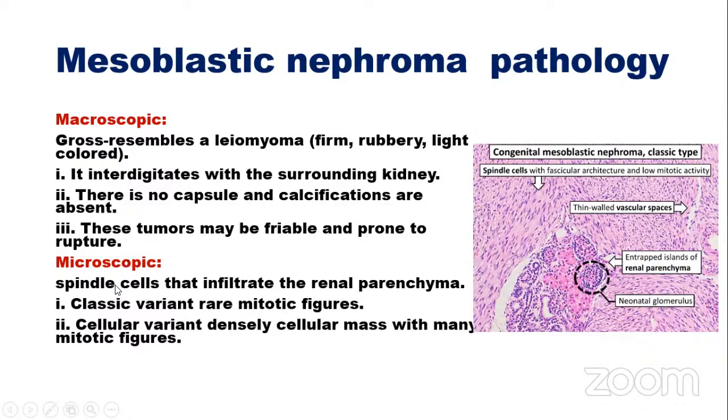Microscopically, we have spindle cells that infiltrate the renal parenchyma. As you see, this is a spindle cell infiltrate of the renal parenchyma, and here we have entrapped islands of renal parenchyma. This is the neonatal glomerulus. We have thick-walled vascular spaces and spindle cells with a fascicular architecture and low mitotic activity. So this is the classical variant with rare mitotic figures, and we also have the cellular variant, a densely cellular mass with many mitotic figures.